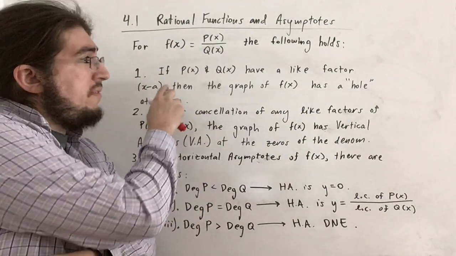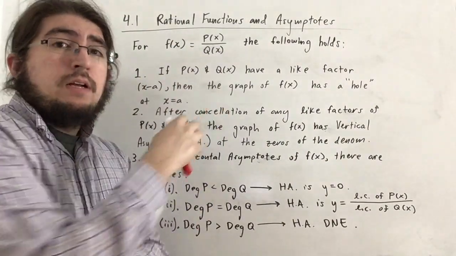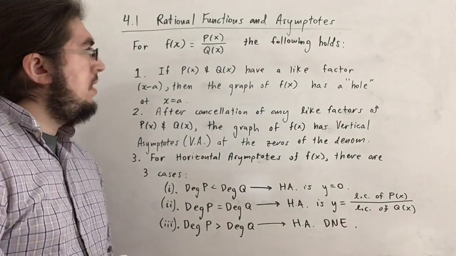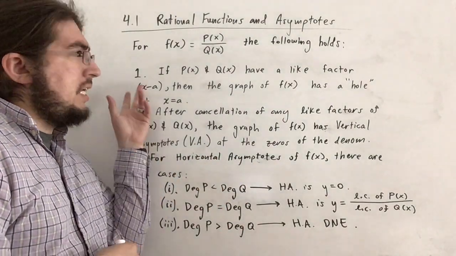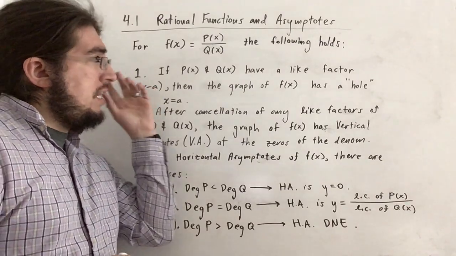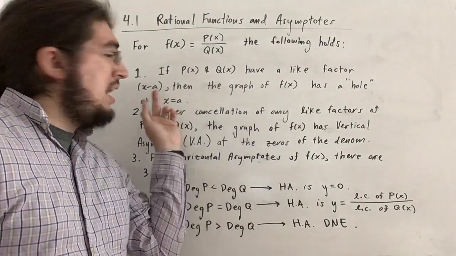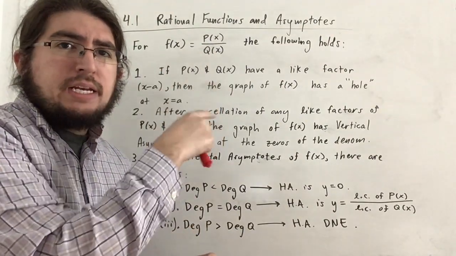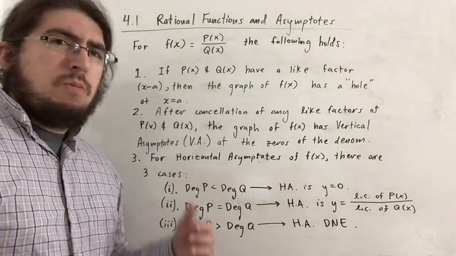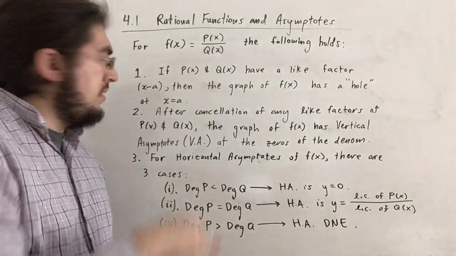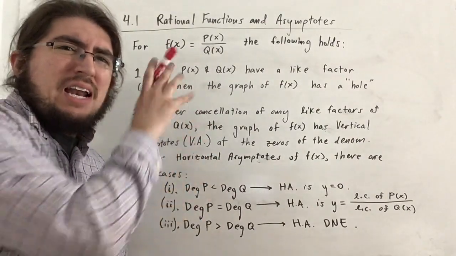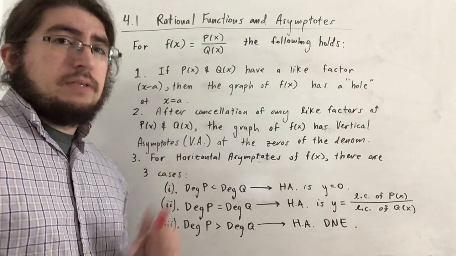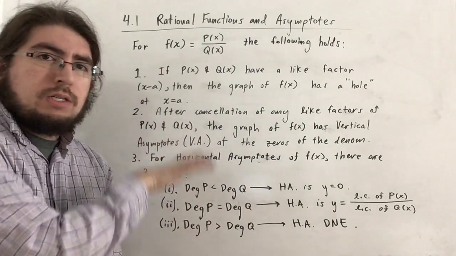First thing is that if p of x and q of x have any like factor, so that means you can cancel the like factors, kind of like we saw in the second example. Let's say the factor is x minus a, then the graph of f of x has a hole at x equals a. So it's just a point that's excluded that we indicate with an open circle. We'll probably do an example of that later, but that's just one case to keep in mind. That honestly is very rare, but I wanted to include that because it's something people kind of forget about. But the more important ones are 2 and 3.